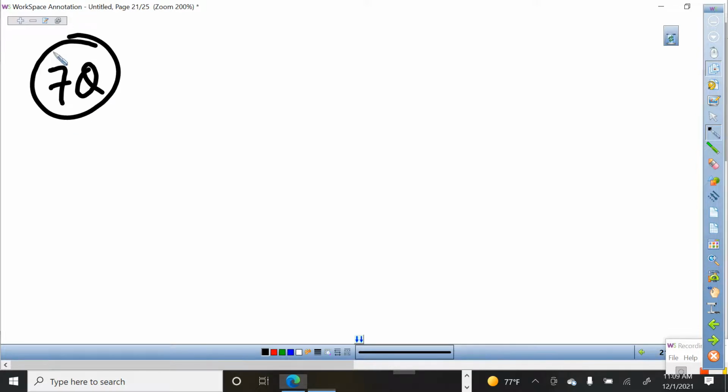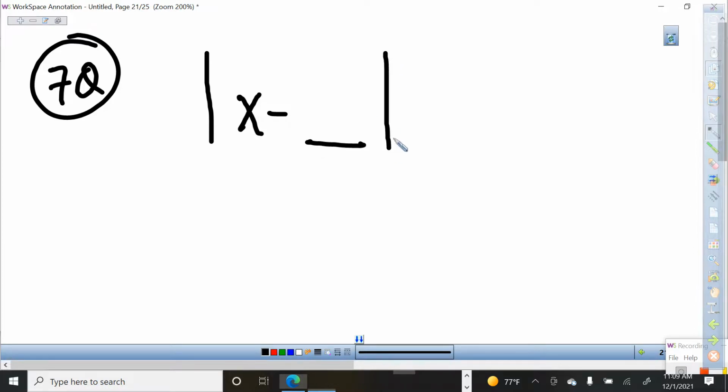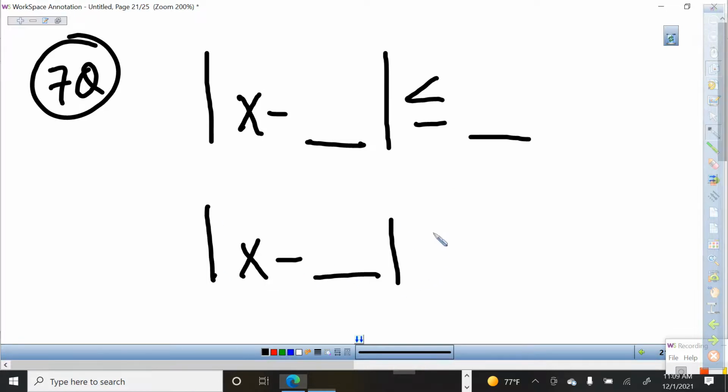For 7Q, before we go into the word problem, here's a setup for absolute value equations. Here it goes. You have absolute value x minus blank, close the absolute value, and we're going to make it an inequality, less than or equal to blank.